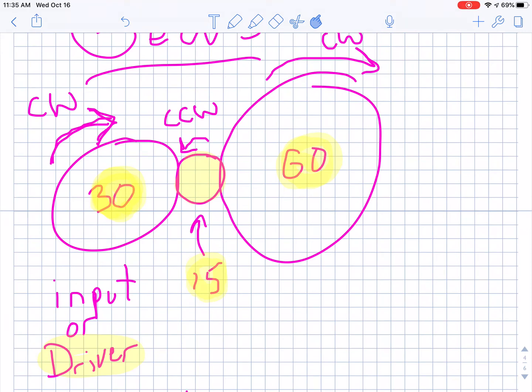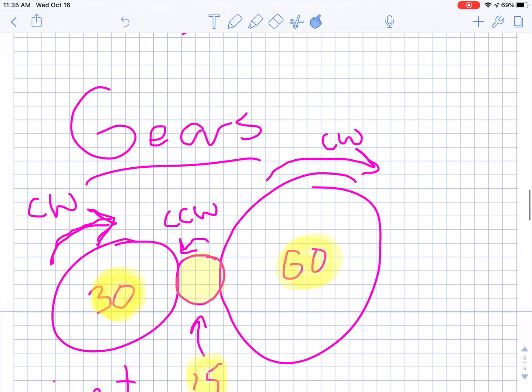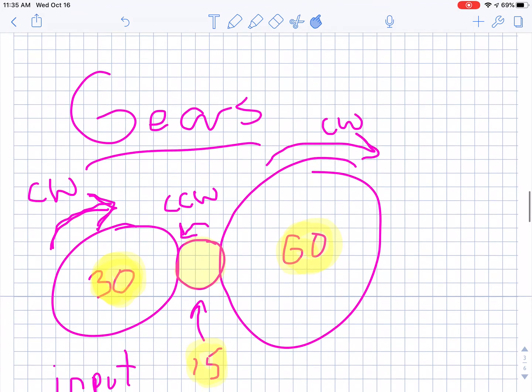And if it is spinning to the right, we call that clockwise. That's super important. Clockwise is going to make the second gear spin counterclockwise, CCW, and then the third one is going to spin clockwise. This center gear is called an idler gear. Its only purpose is to make gears spin the same direction or a different direction.